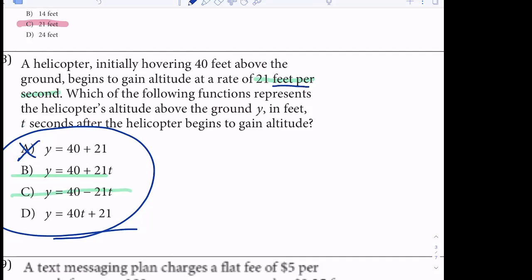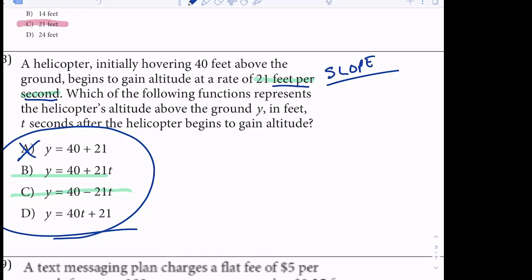21 feet per second. I want everyone to write down here that represents the slope. Right? 21 feet per second represents a slope. How do I know it represents a slope? Because it's a comparison. It is comparing feet to what? Seconds. So it's changing 21 feet every 1 second. That is the definition of slope. So it's changing 21 feet per second.